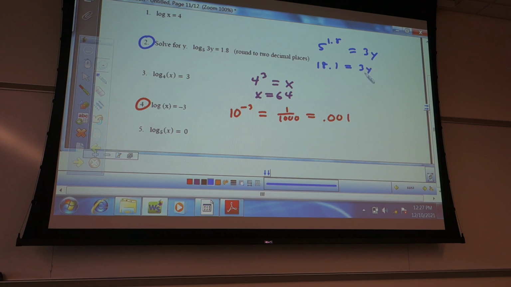And then next we're going to divide both sides by 3. And we'll get y equals, I have no idea, 6.03, I guess. Yeah, I got 6.04 because I rounded it differently at the first step. Okay, 18.12. So 6.03 or 6.04, something like that, in that range. Okay.